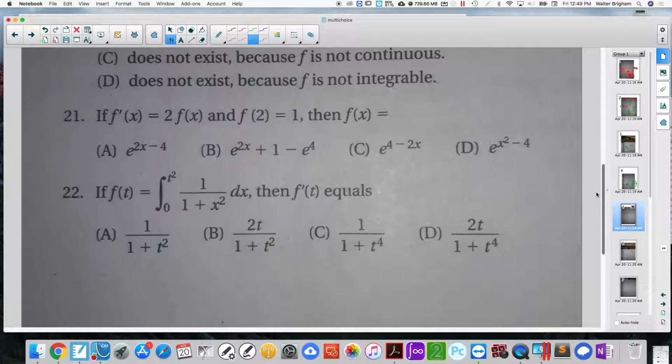What two things are they relating? They're relating a function and its derivative. So they probably want me to take the derivative of it. But if I put 2 into the function, I get back 1. This is a problem where I would eliminate options. Let's take 2 and put it into the function and see what we get.